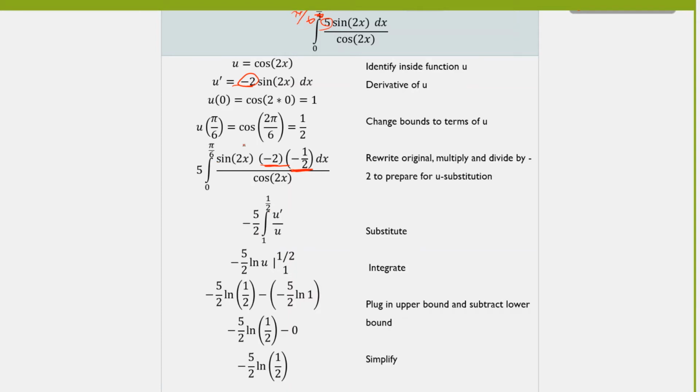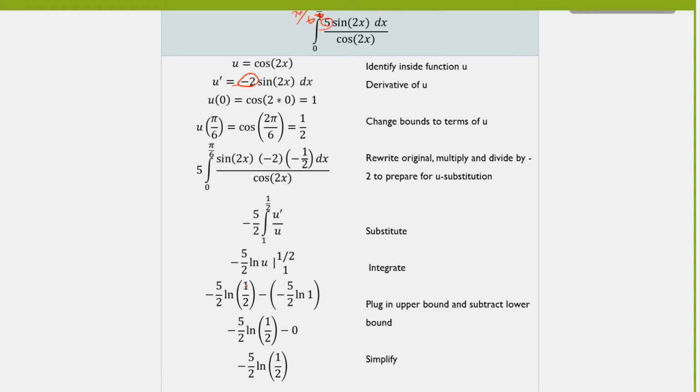U prime is sine 2x times negative 2 dx. U prime. And then u is cosine 2x. That leaves us with a 5 and a negative 1/2 that I can pull out. So that's negative 5 over 2. And then our bounds changed in terms of u. If I integrate u prime over u, I get natural log u. So this is negative 5 over 2 ln u from 1 to 1/2.